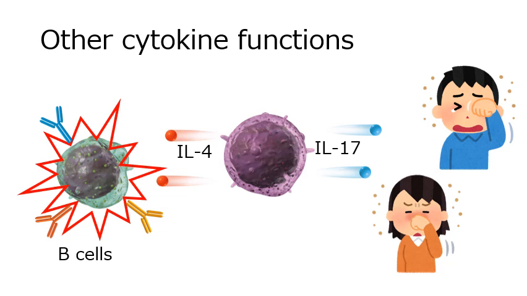Cytokines such as IL-4 also promote the production of antibodies by B cells, while NKT cells produce IL-17 and are involved in inducing allergic inflammation and suppressing the development of non-allergic diseases.